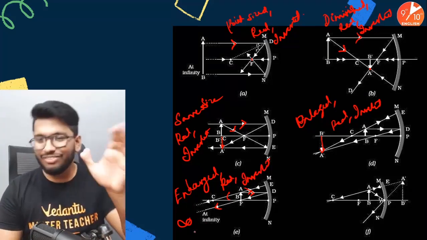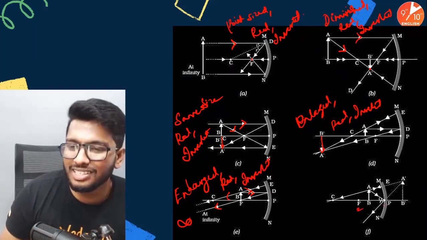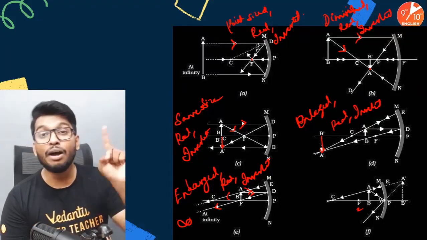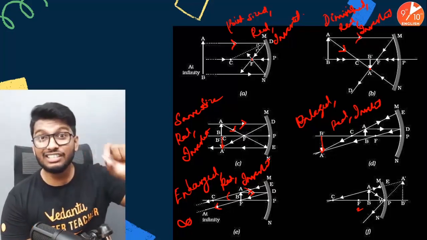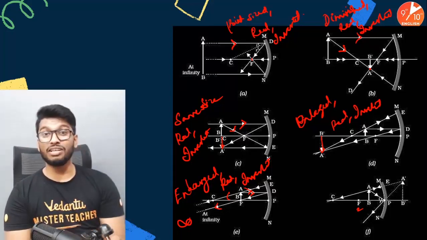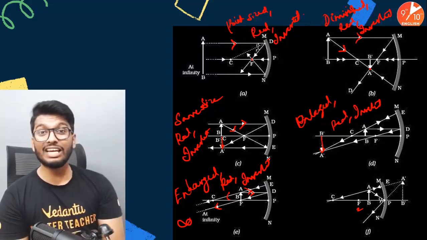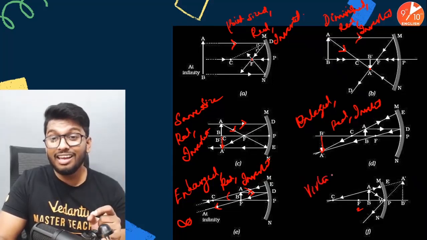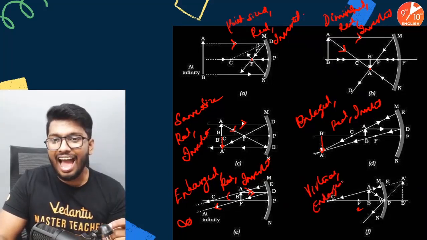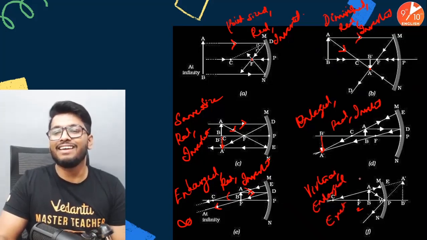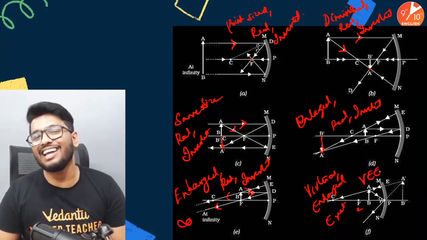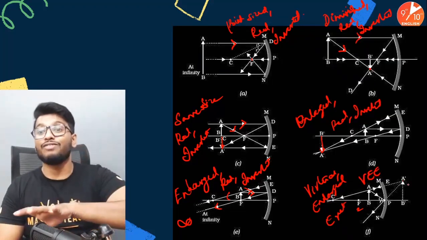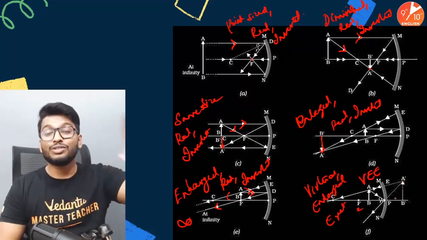Finally, last but definitely not the least, is when the object is placed between focus and the pole. When the object is placed between focus and pole, in that case, people, the image is going to be formed behind the mirror. This is the only condition in a concave mirror. Mark my words. This is the only condition in a concave mirror where the image is going to be virtual, enlarged, and erect. In other words, virtual, erect, and enlarged. Simple. The image is formed behind the mirror and not in front of it, and hence, guys, it's virtual, enlarged, and erect.